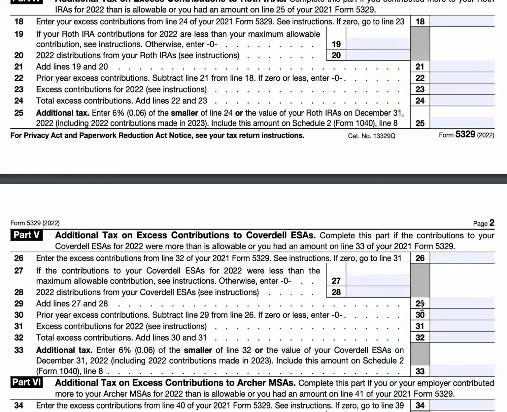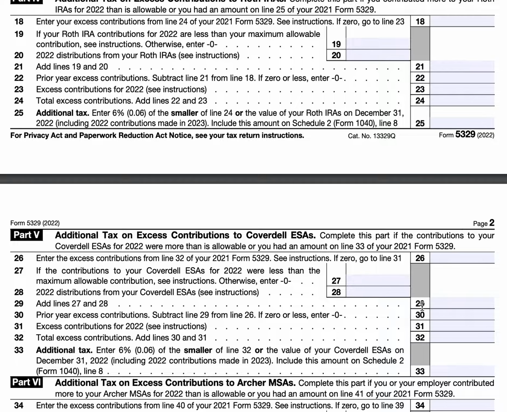For line 31, enter the excess contributions for the current tax year based on the instructions. You can also withdraw some or all of the excess contributions, and they will be treated as not having been contributed if you make the withdrawal before June 1st of the following tax year. For 2022, that would be June 1st of 2023, and you also withdraw any income earned on the withdrawn contributions and include those earnings in gross income.